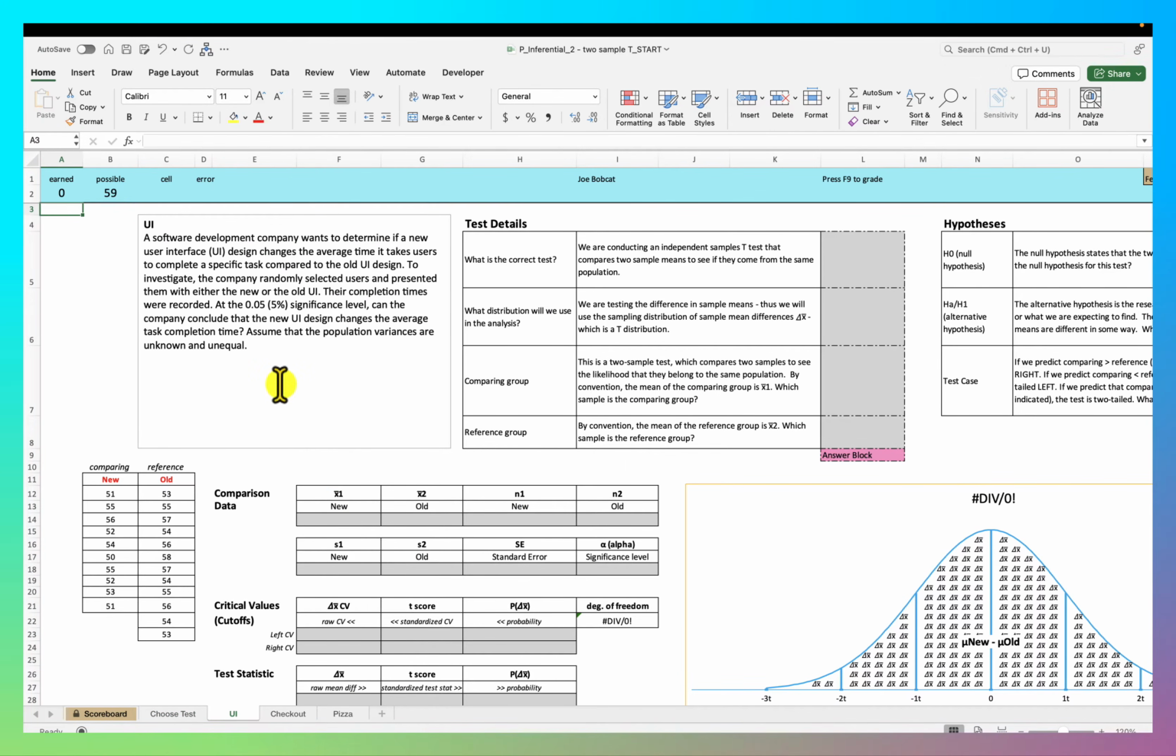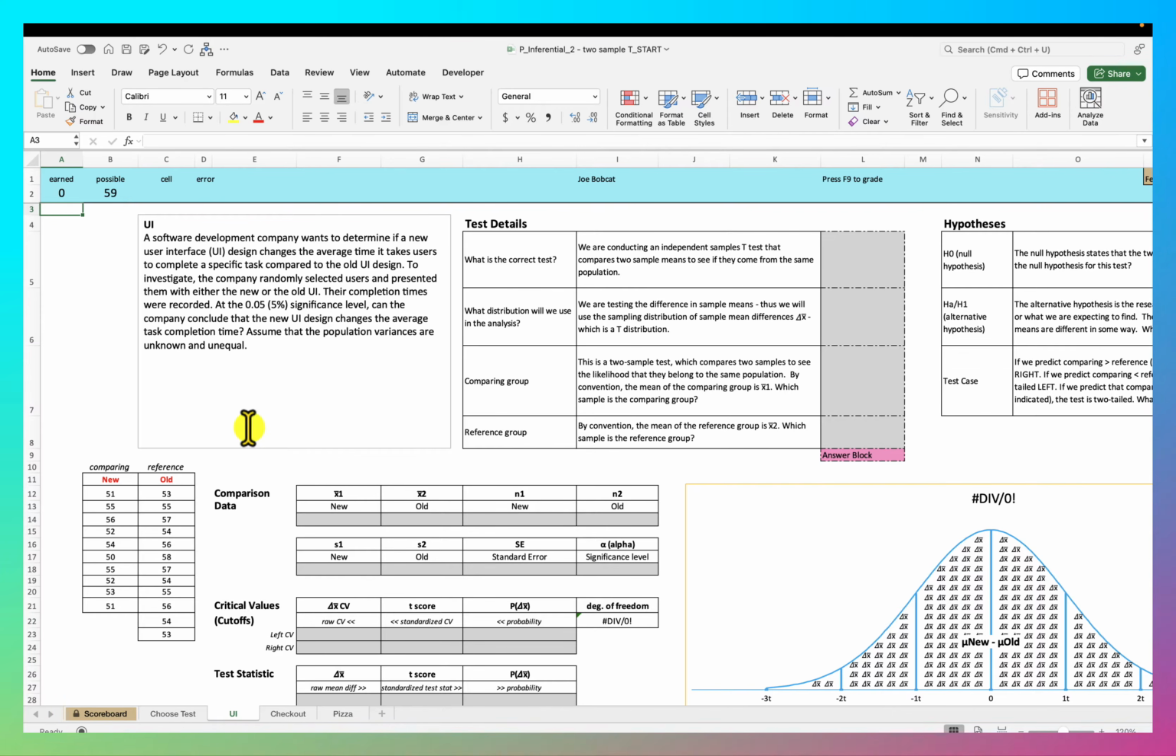So here we go. A software development company wants to determine if a new interface design changes the average time it takes users to complete a specific task compared to the old UI design. To investigate, the company randomly selected users and presented them with either the new or the old UI. Their completion times were recorded. At the 5% significance level, can the company conclude that the new UI design changes the average task completion time? Assume that the population variances are unknown and unequal.